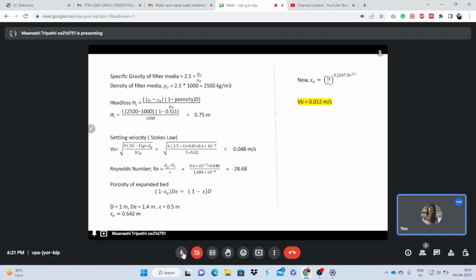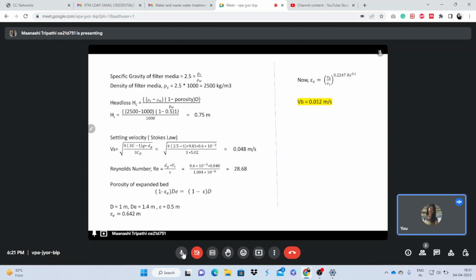Now the next thing will be the calculation of head loss. For calculating the head loss, the formula that we will use is (rho S minus rho W) upon rho W, into (1 minus porosity), into the depth. This will give us the head loss, that is 0.75. Now first of all we will calculate the settling velocity using Stokes law, then we will check with the Reynolds number.